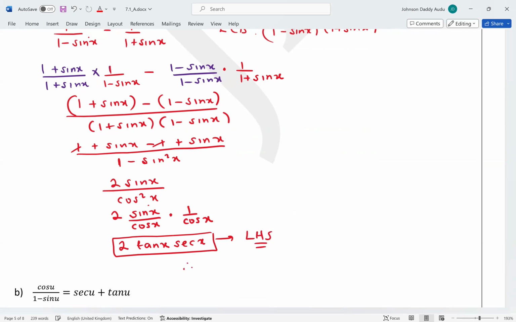Therefore, we know that our right-hand side is equal to our left-hand side. So this is indeed an identity.